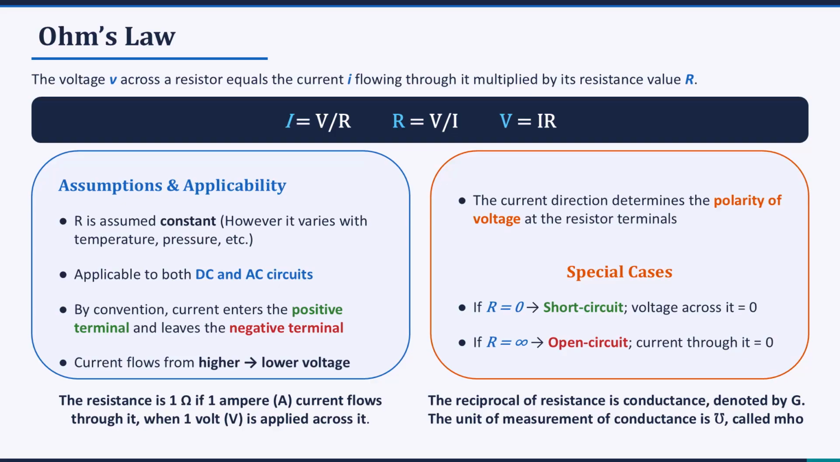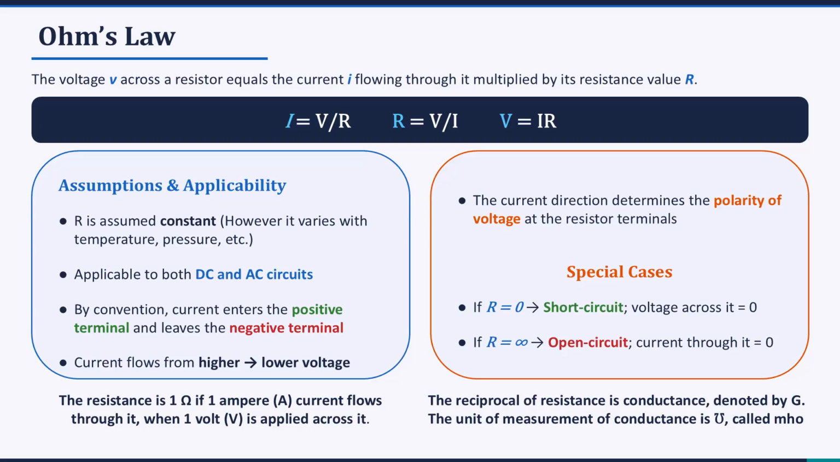Now, let us note an important definition. The resistance is said to be 1 ohm when 1 ampere of current flows through it, and the voltage measured across it is exactly 1 volt. That is the definition of 1 ohm. Simple and precise. Also, a quick but important point. The reciprocal of resistance is called conductance, denoted by the letter G. Its unit is the mho, sometimes written as the upside-down omega symbol. Conductance tells you how easily current can flow. The higher the conductance, the lower the resistance.